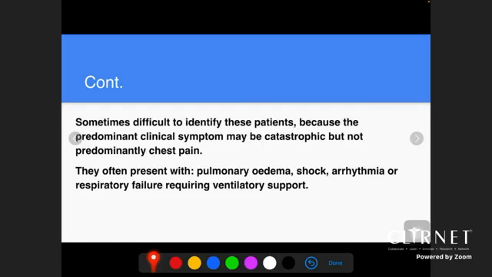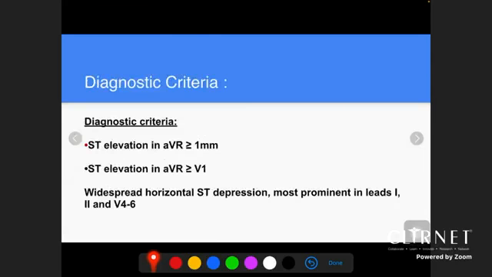So the problem here is that this pattern is either present in a very stable patient or a very sick patient. Sometimes it will be found accidentally, but in most cases you will have a dramatic clinical scenario like pulmonary edema, shock, arrhythmia, respiratory failure requiring mechanical support, or a post-arrest pattern.